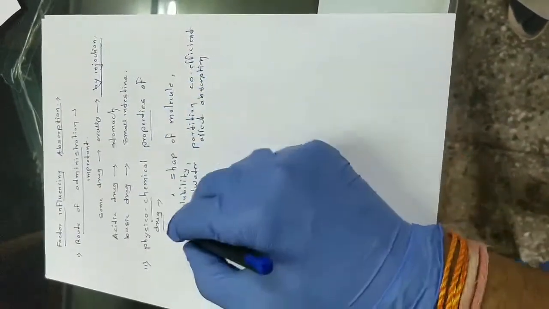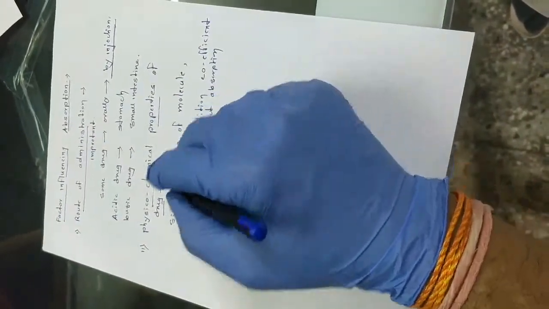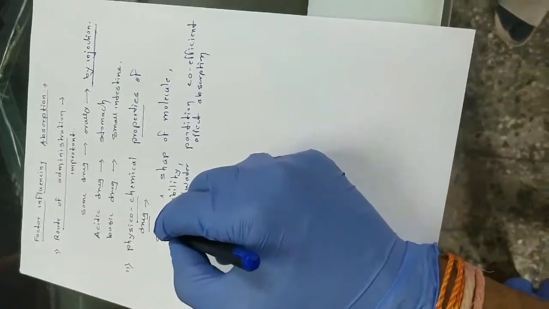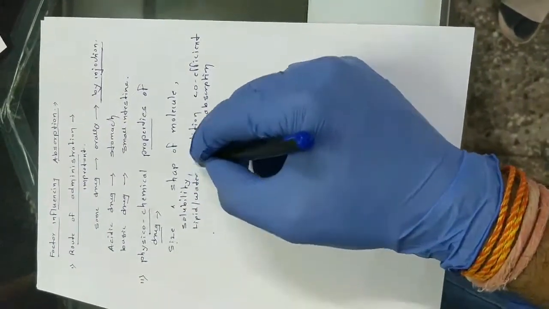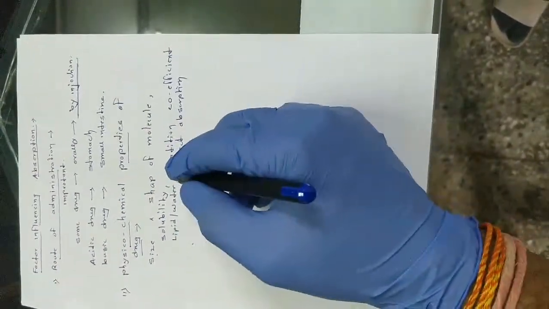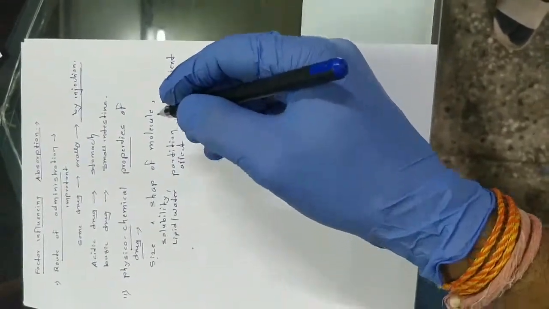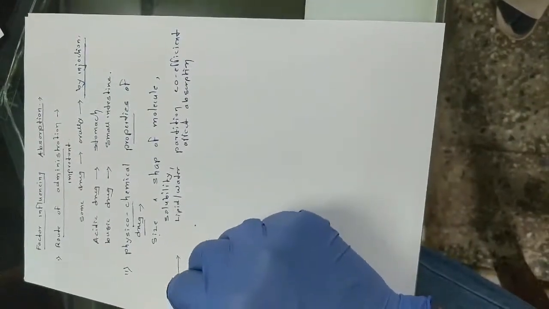Physico-chemical property of the drug: see the first, size and shape of the molecule, which depend upon the solubility. Small size molecules are directly soluble. A big molecule takes more time to dissolve. Lipid and water partition coefficients affect the solubility. Lipids, oil and water do not mix immediately, but using a third substance, an emulsifying agent, an emulsion is prepared from oil and water. They affect the absorption.